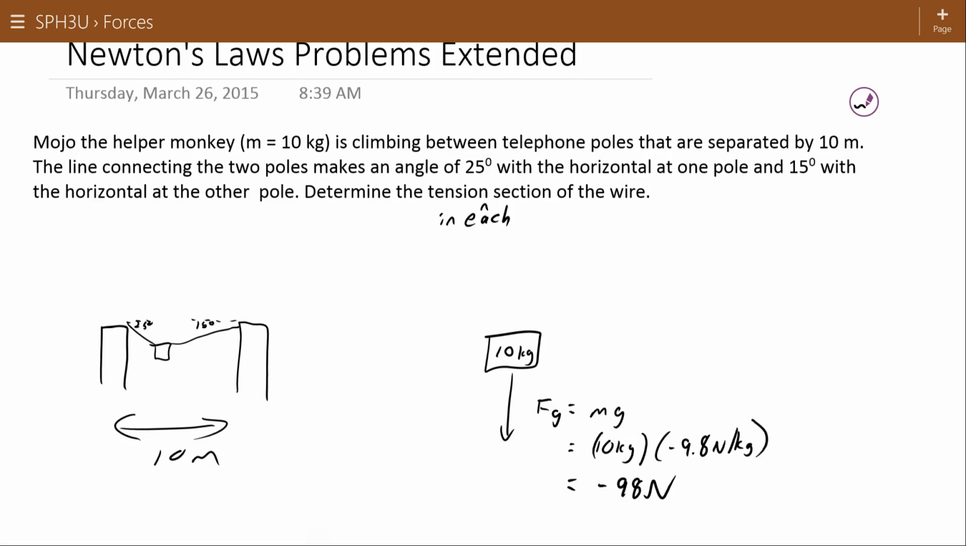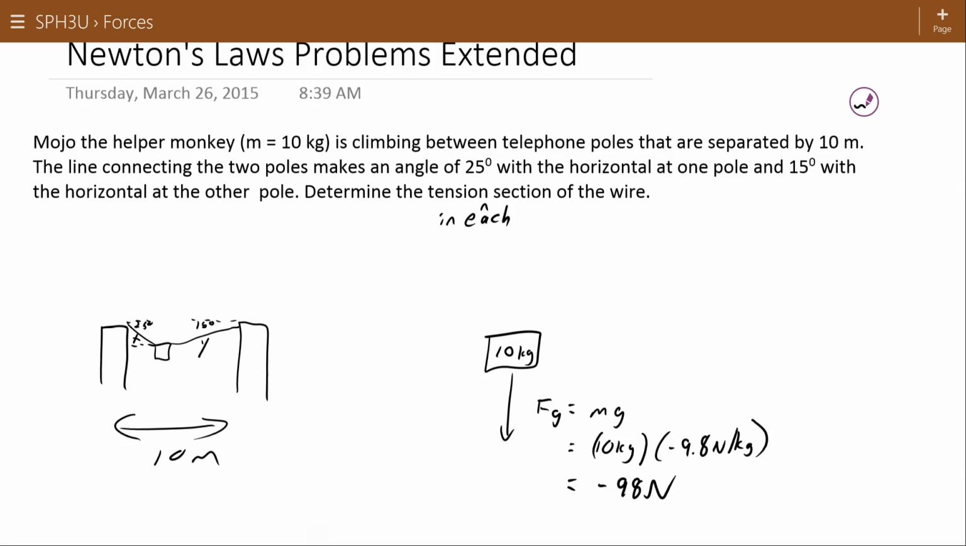But there's other forces acting on this helper monkey as well, specifically the tension in the two wires. Before I try and put those on, I'm going to assign each a variable, and then I'm going to put them on in components instead of angles, because if we look at them on angles, I think it's going to be sufficiently complicated or confusing.